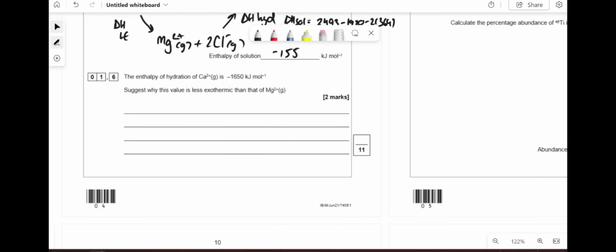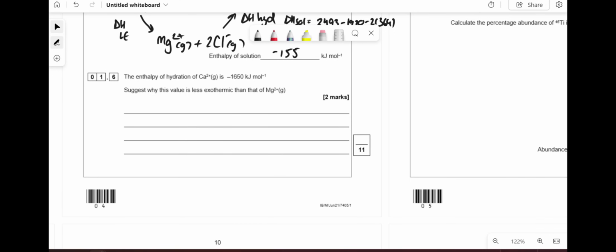The enthalpy of hydration of calcium 2+ gas is minus 1650. Suggest why this value is less exothermic than that of magnesium. So always remember that bond breaking is endothermic and bond making is exothermic. We're making fewer bonds, there's less attraction going on. So need to explain why.